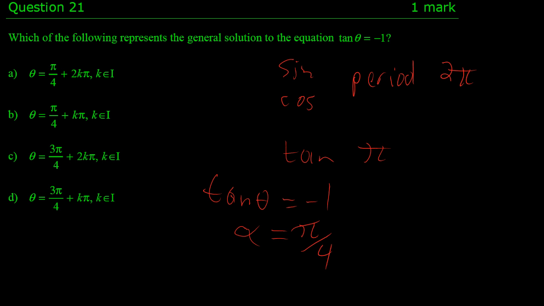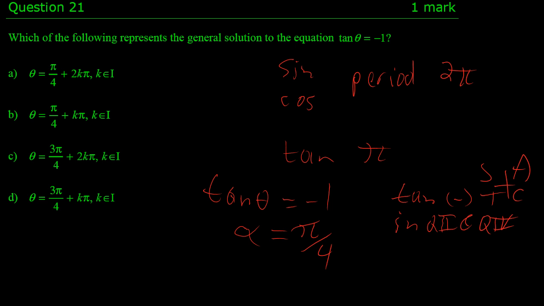But we want to remember that tan is negative in quadrant 2 and quadrant 4, right? Why is that? All students take calculus. So quadrant 2, I hope I said quadrant 2. Quadrant 2 and quadrant 4.